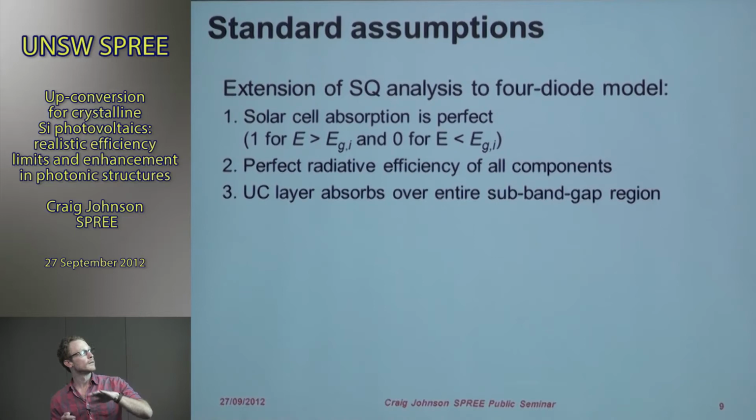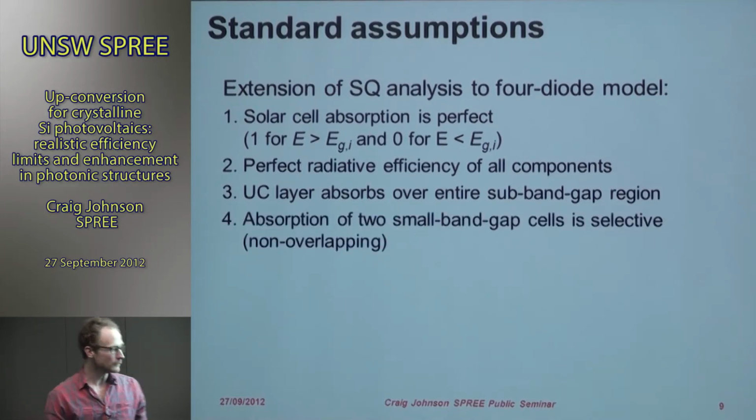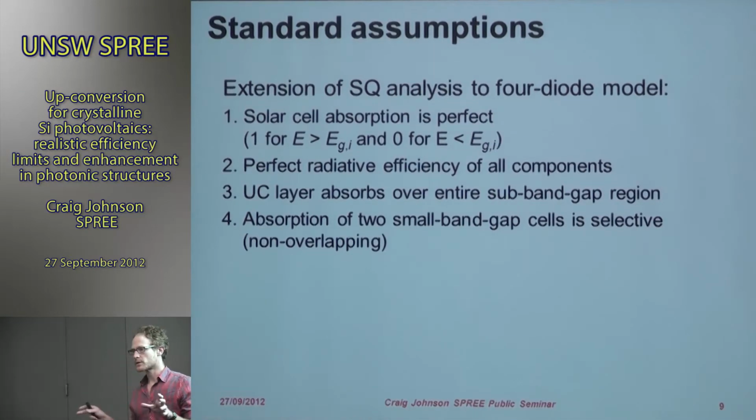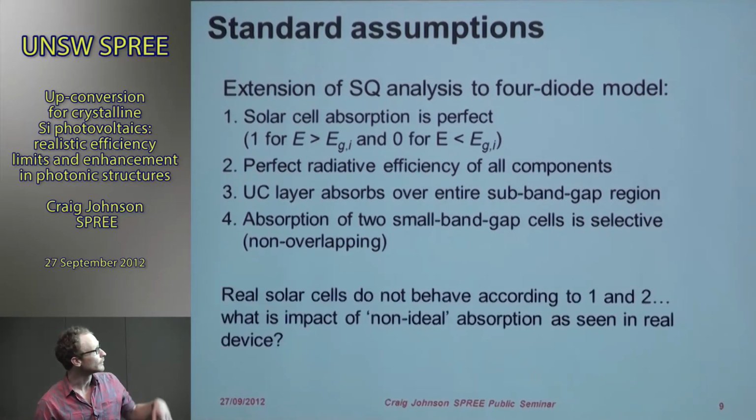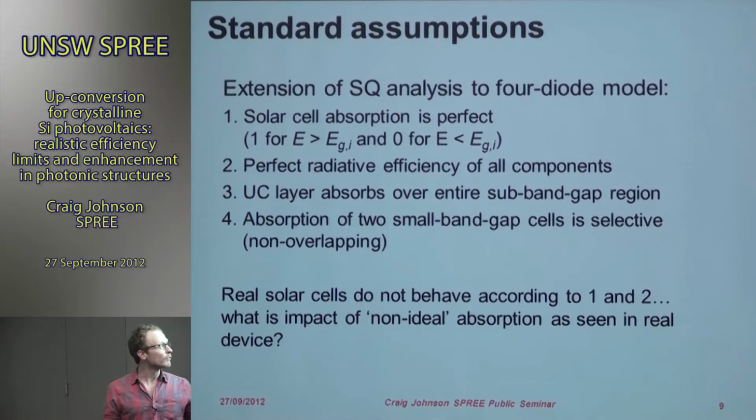Three, and this is important, the upconverting layer has the capability of absorbing everything in the sub-band gap region, just the entire broadband near infrared for the case of silicon. And the fourth one is that the absorption of the two sub-band gap solar cells is selective, meaning they absorb over different portions of the sub-band gap spectrum. They're proximate portions, but they're different portions. They don't overlap, basically. But as we know, real solar cells don't behave anything like 1 or 2. They don't have step function absorption profiles, and they're not radiatively efficient, or they don't have 100% quantum efficiency.